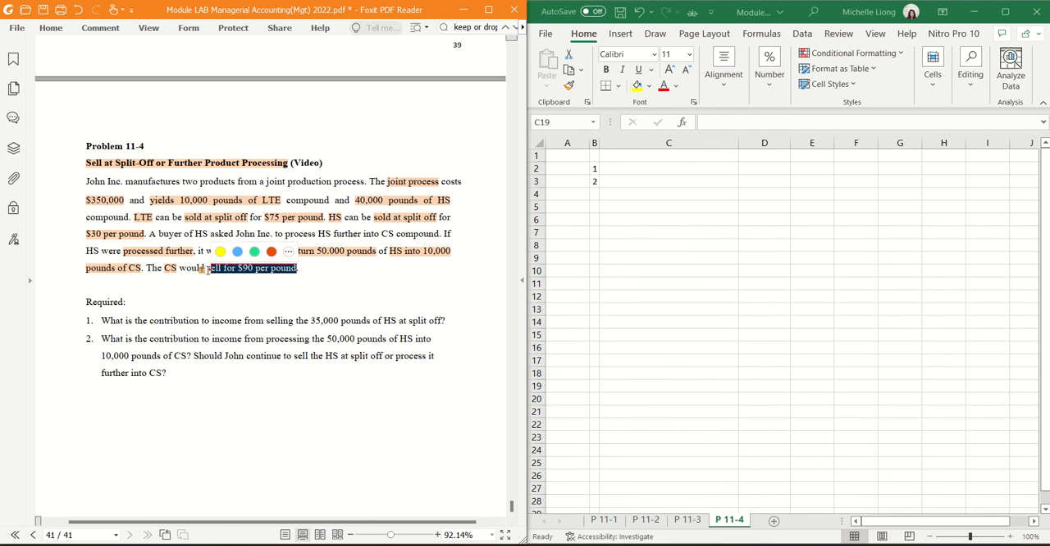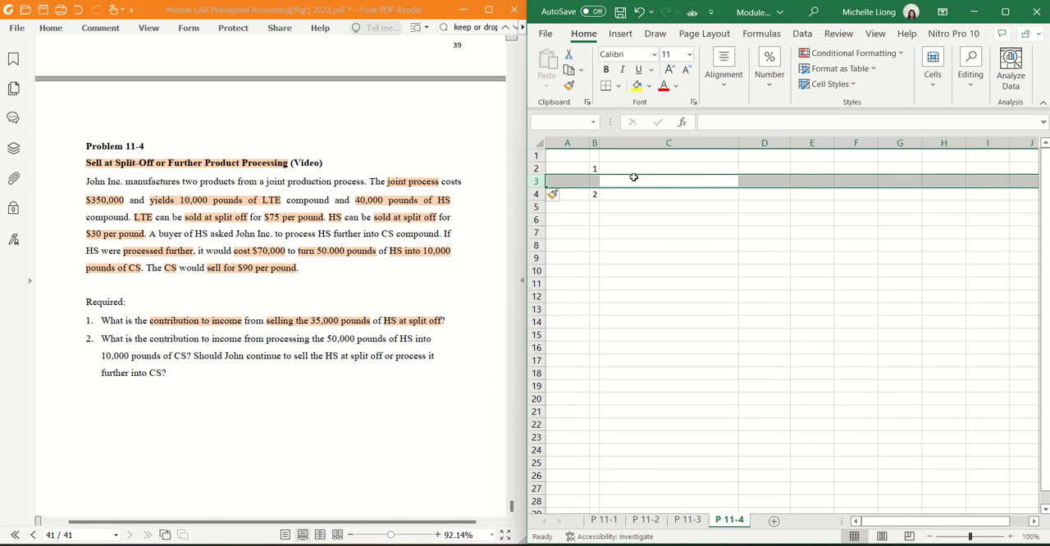You might think, okay, this is way too much information at once, but don't be afraid. This is easy. Let's just state the requirement first. The first one is, what is the contribution to income by selling 35,000 pounds of HS at split off? What is the contribution income?